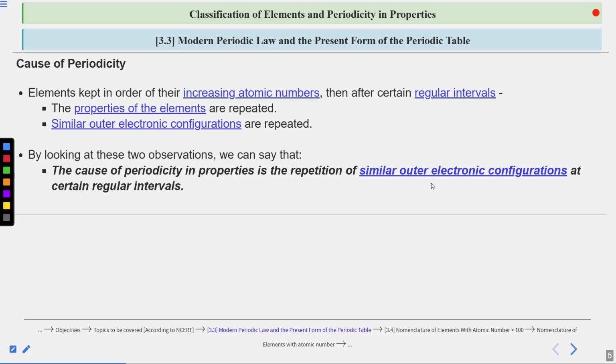Most of the reactions or properties that you see around are dependent upon the electronic configuration, because elements share electrons, making a covalent bond or an ionic bond. All of this depends upon the electronic configuration, especially the outer one. So we can say that the cause of periodicity is the similar outer electronic configuration.